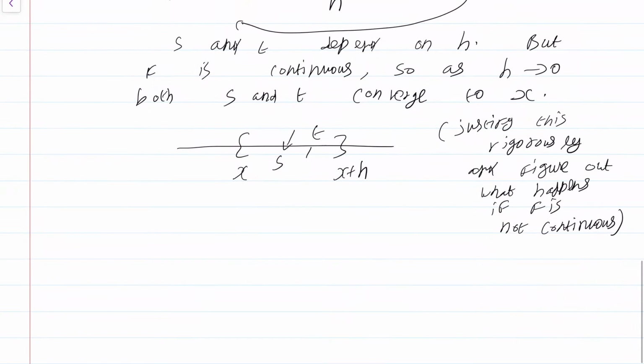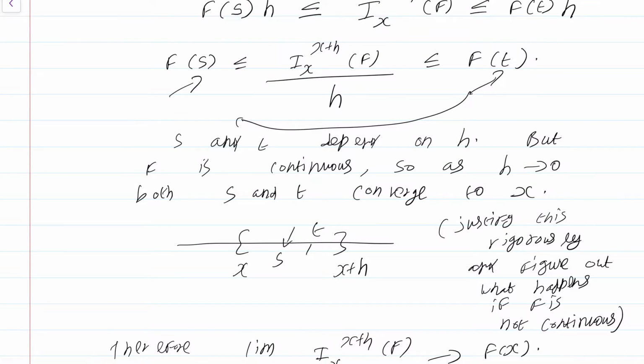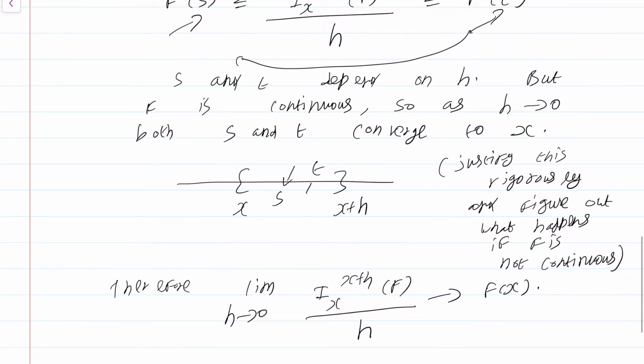Okay, therefore as h goes to 0, I of x plus h of f by h converges to f of x, because it is squeezed between f of s and f of t, and both s and t approach x. Oh, wait a second, I might have misled you a bit. Both s and t converge to x. That's not dependent on continuity. That just follows because s and t are squeezed between x and x plus h.